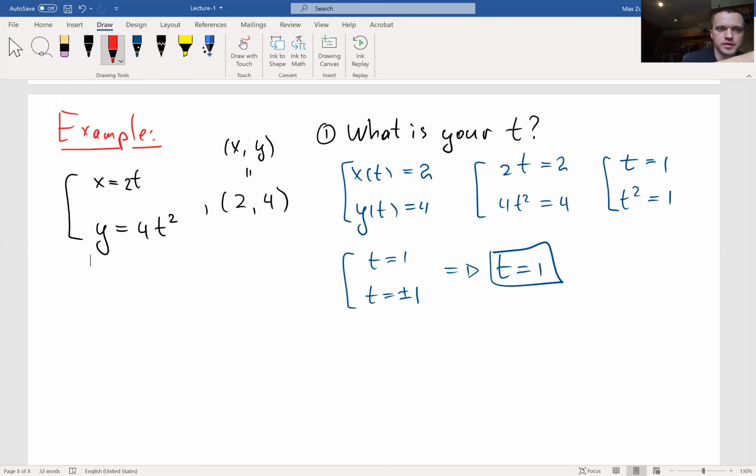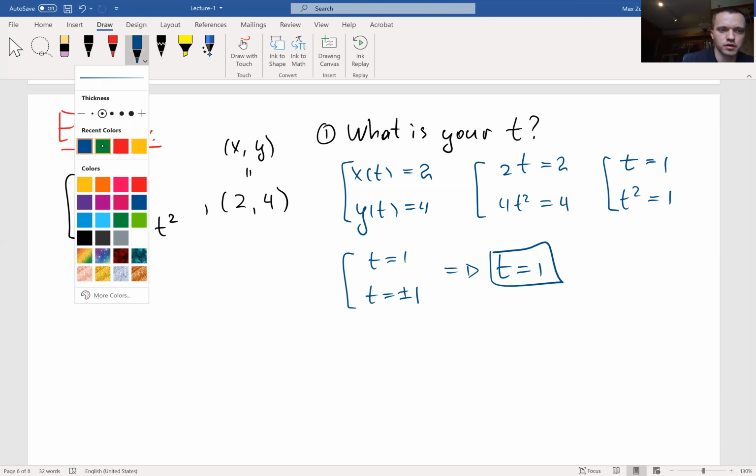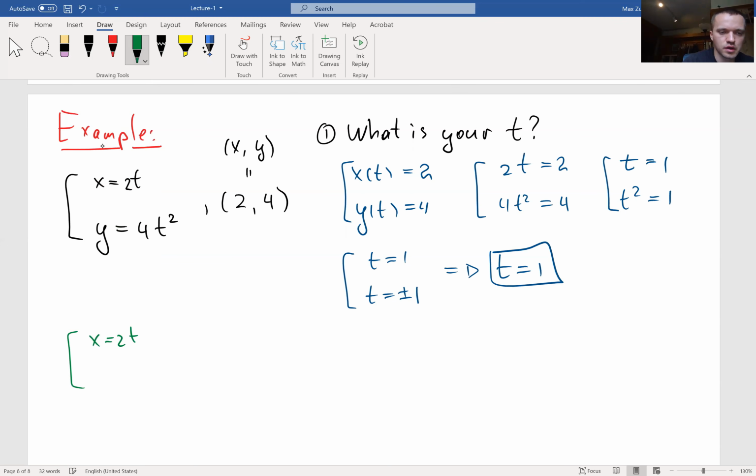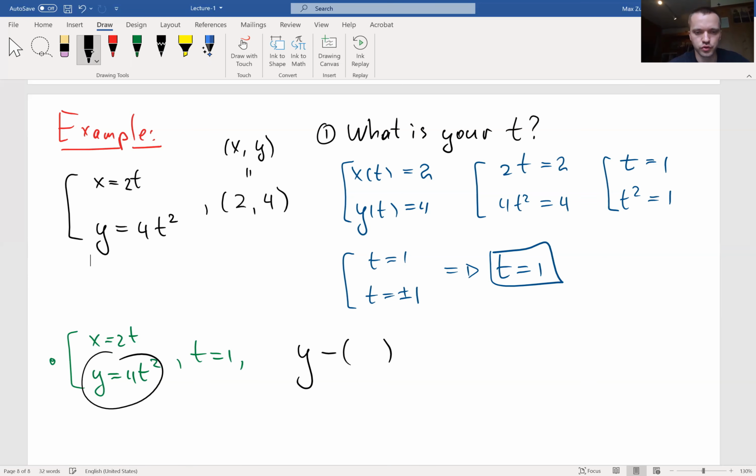So right now we have the setup for finding the equation of the tangent line. I have x is equal to 2t, y is equal to 4t squared, and t is equal to 1. And then I can find the equation. So I'll have y minus the value of y at 1, which is going to be 4, is equal to the value of its derivative, that I'm going to find in a second, times x minus the value of my x when t is equal to 1. So it's going to be 2.